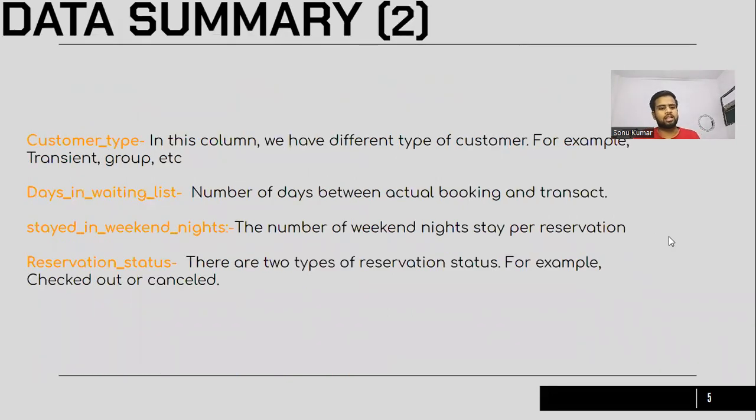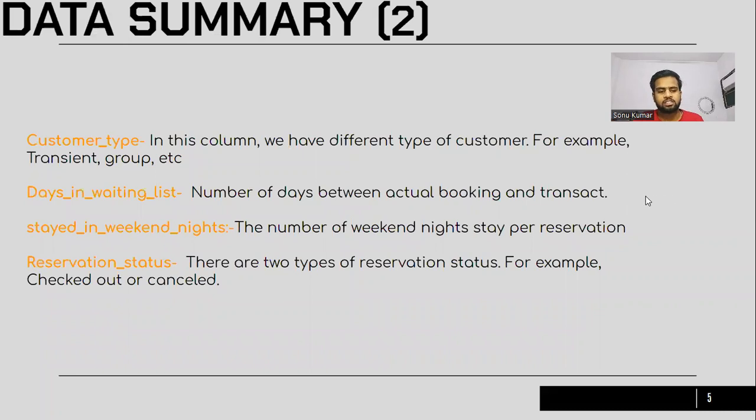Then we had some other types of data in our project. Customer type tells which type of customer has booked: is it a group, single, or family? Days in waiting list tells the number of days between the actual booking and confirmation. Stays in weekend nights is the number of weekend nights for the reservation. Reservation status has two types, for example, the customer has checked out or it has been canceled.